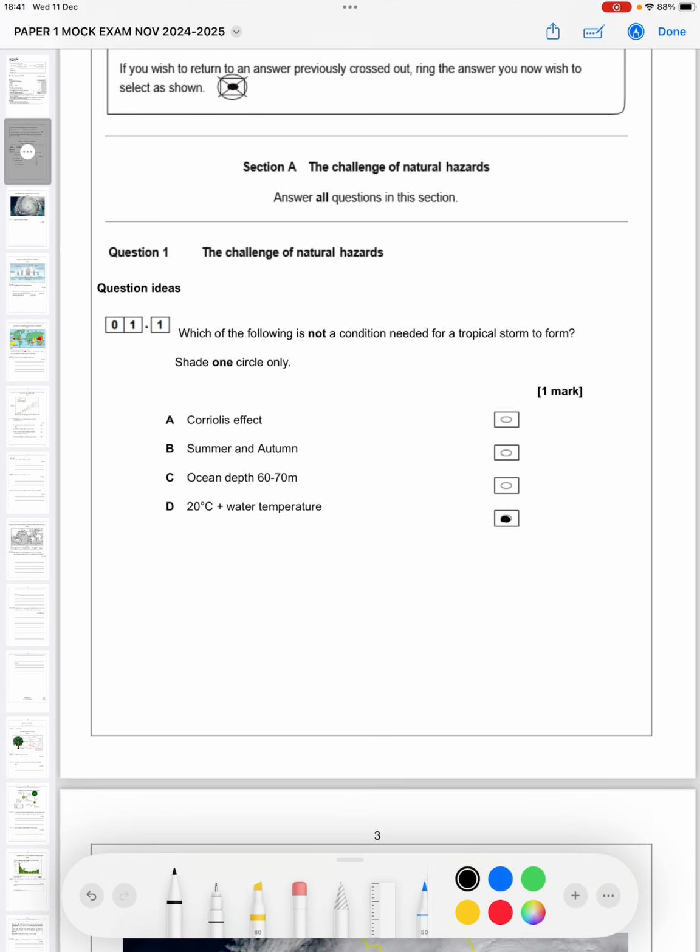What you've got to think about with this one is that the actual temperature is around 26 to 27. So this is false, because that would indicate that anything between 20 and 25 is warm enough for tropical storm formation. That's incorrect. So that there is D. So think about your process of elimination, thinking carefully as you go through these multiple choices.